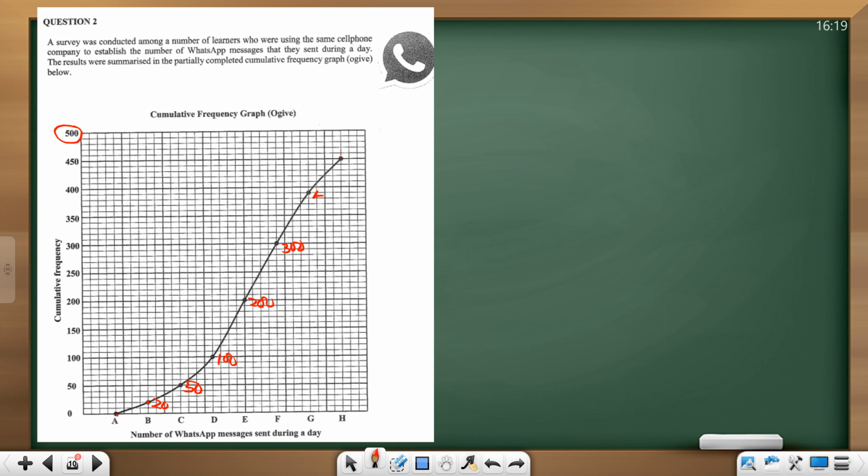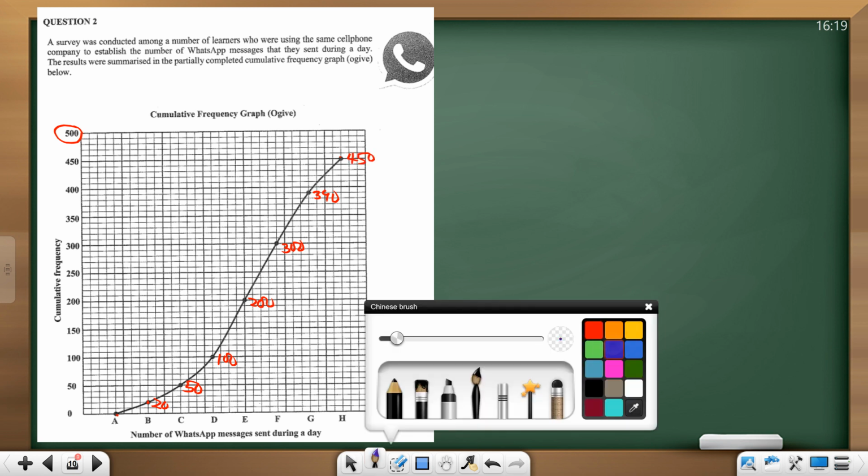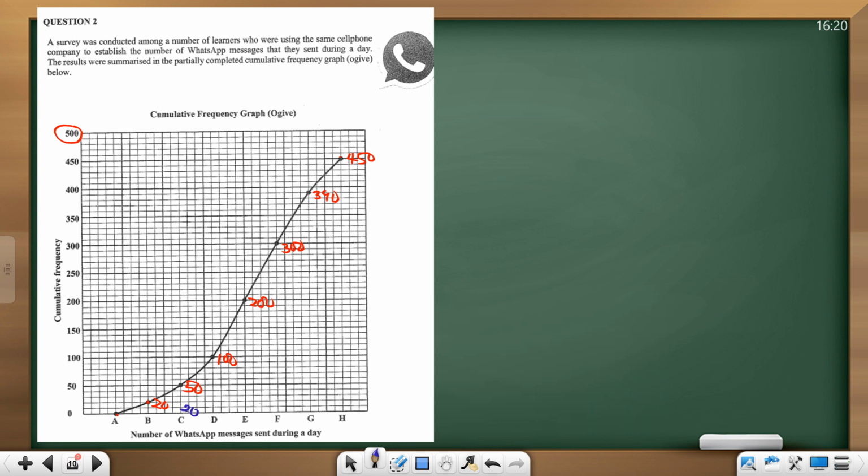390. 390. And this is what? 450. Can we now write the frequencies? We are just looking for the differences. The first one is 20 minus 0, which is what? 20. What's the next one? 30. What's the next one? 50. What's the next one? 100. What's the next? 100.